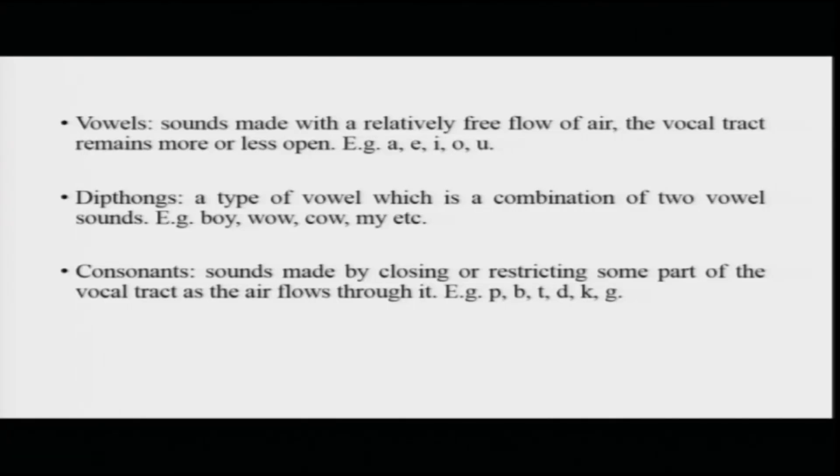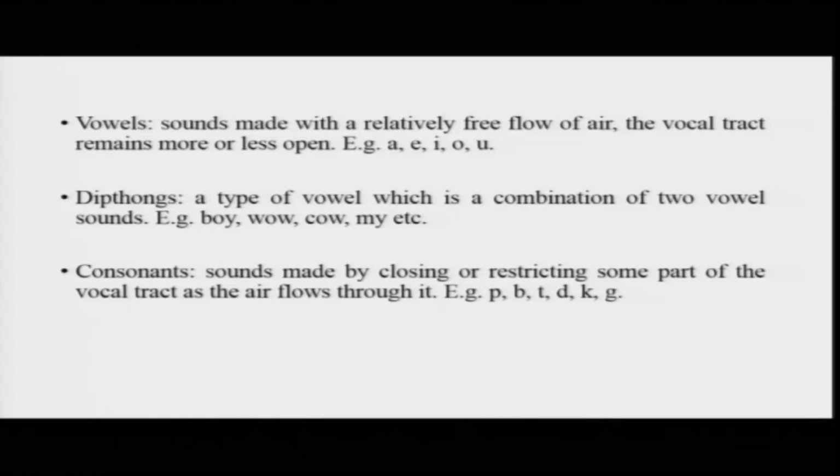Then you have consonants. Consonants are typically formed by constricting or closing part of the vocal tract. When you say P, you are obstructing the flow of air. When you say B or T or D, you are obstructing the flow of air through the vocal tract, and what you are creating eventually is a family of sounds referred to as consonants.